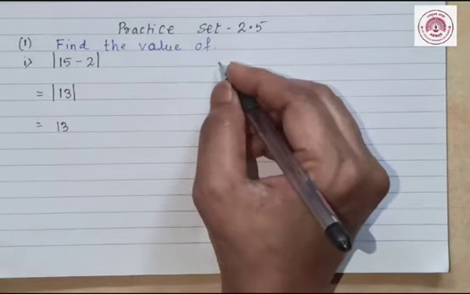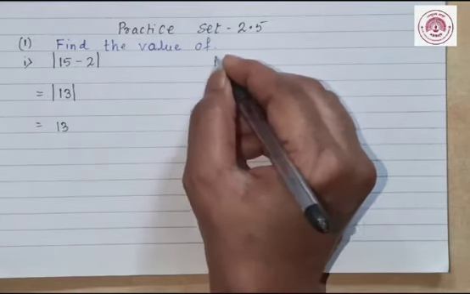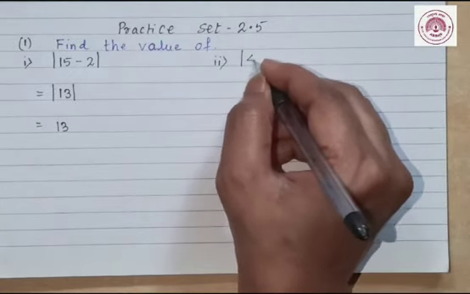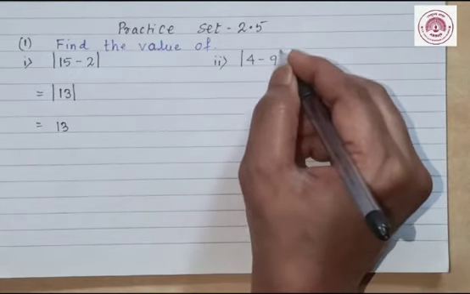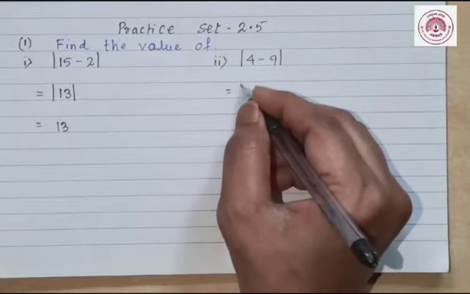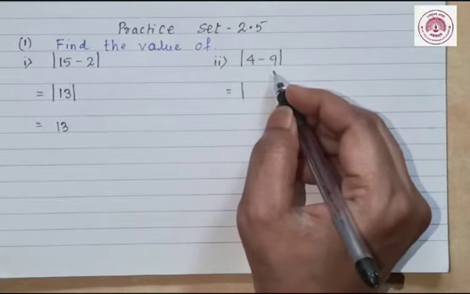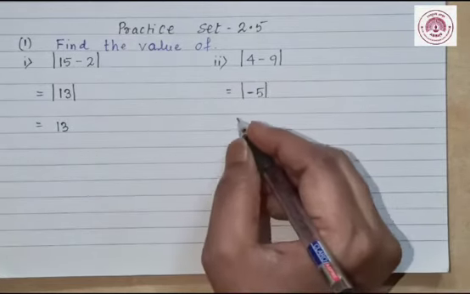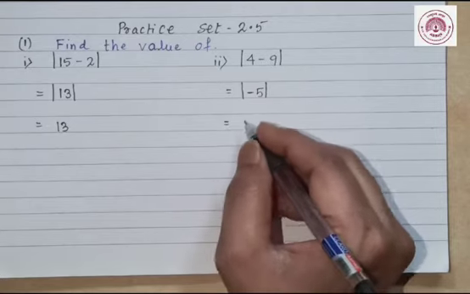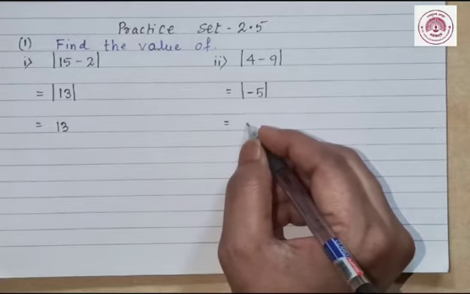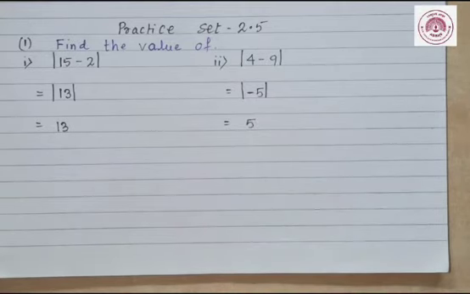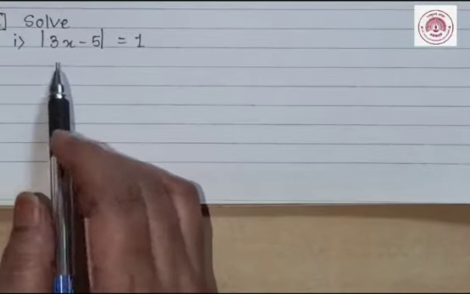Let's take one more sum. Modulus of 4 minus 9. Now this is equal to modulus of, what is 4 minus 9? 4 minus 9 is negative 5. So modulus of negative 5 is 5. So it's done. Now let's do question number 2.